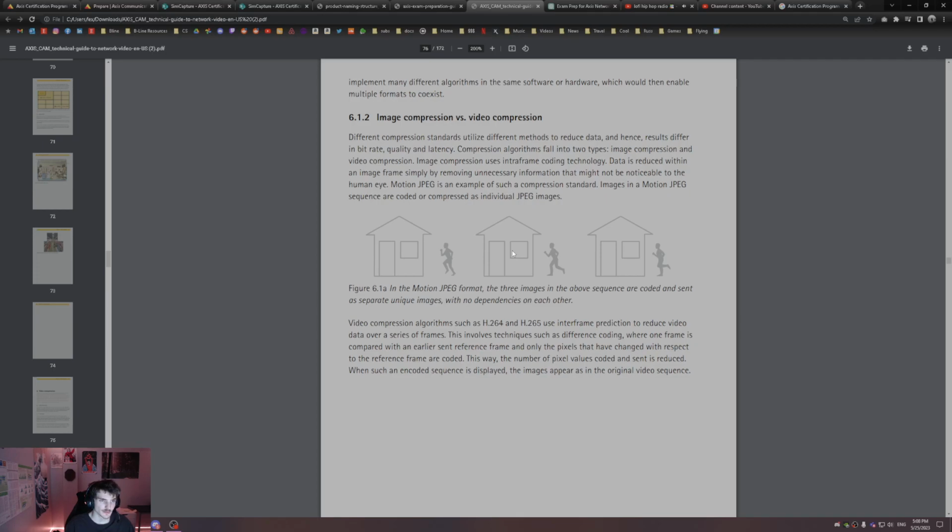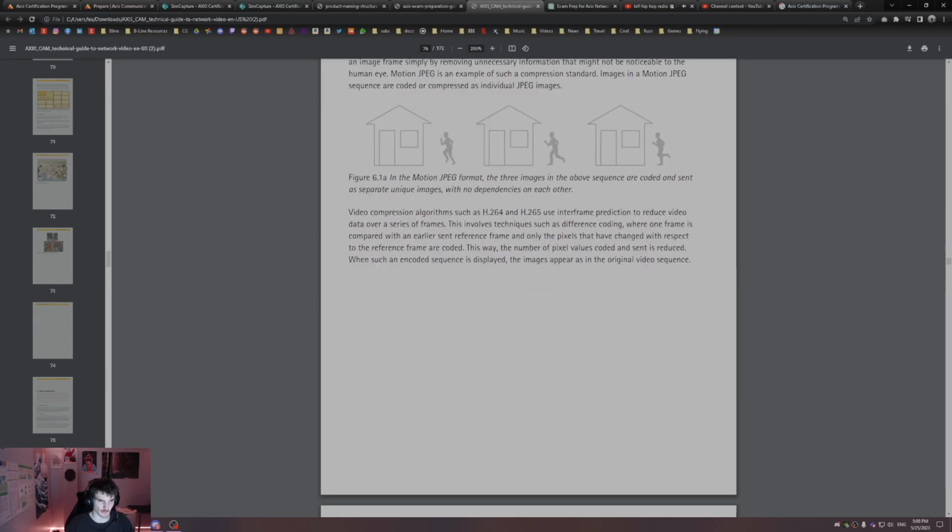So there's different types. There's image compression, JPEG compression, and then there's video compression like the H.264, H.265 compression algorithms. These use interframe prediction to reduce video data sent over a series of frames.